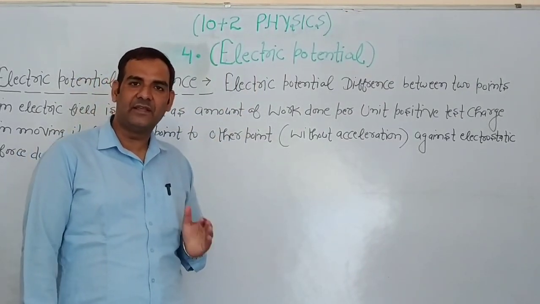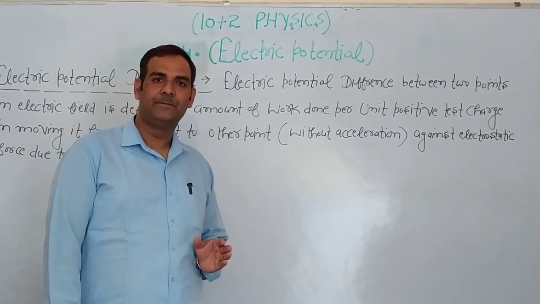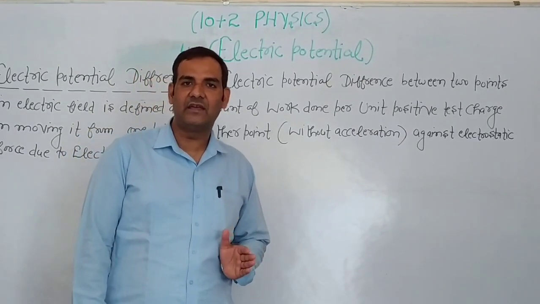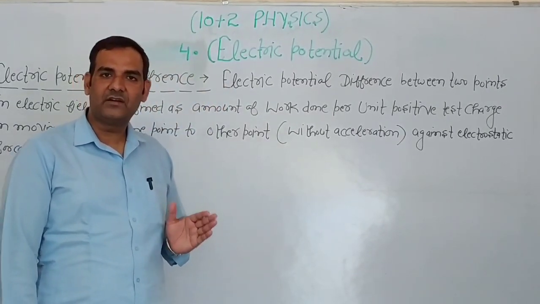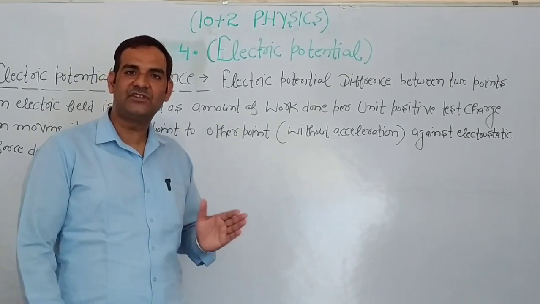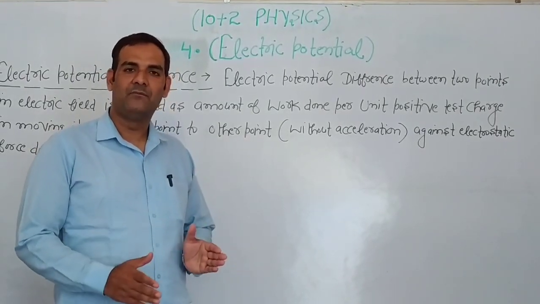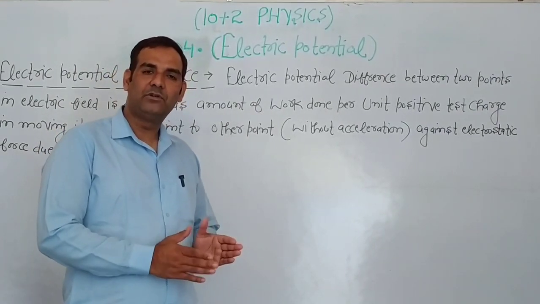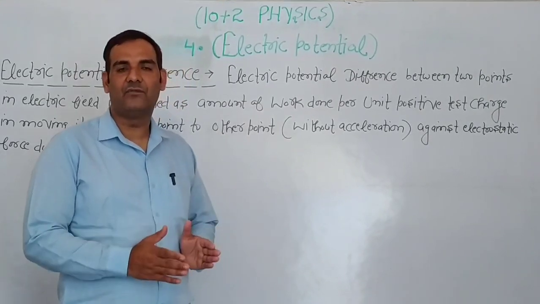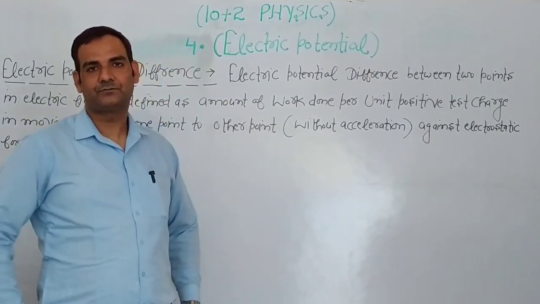Electric potential difference between 2 points in an electric field is defined as the amount of work done per unit positive test charge in moving it from one point to another point without acceleration against the electrostatic force due to the electric field.